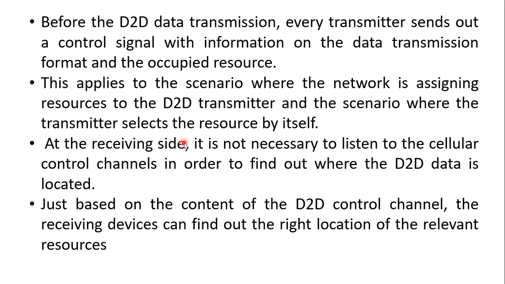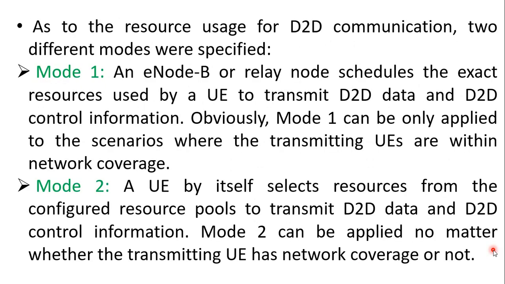This applies to the scenario where the network is assigning resources to the D2D transmitter and the scenario where the transmitter selects the resource by itself. At the receiving side, it is not necessary to listen to the cellular control channel to find out where the D2D data is located. Just based on the content of the D2D control channel, the receiving device can find out the right location of the relevant resources.